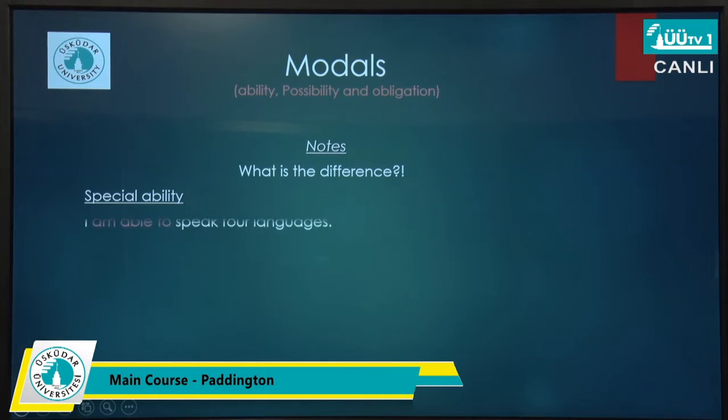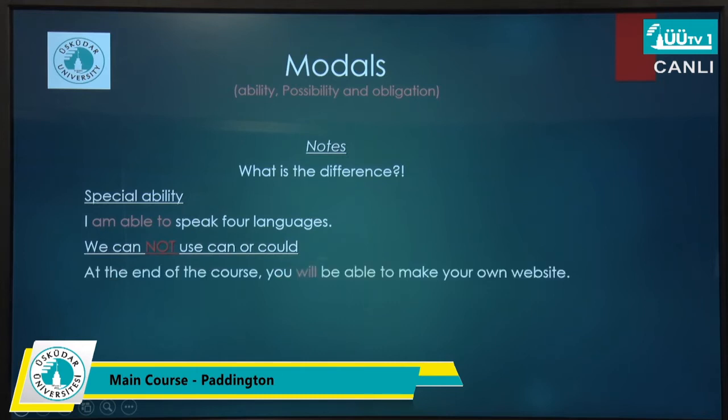A very simple example: I am able to speak 4 languages. I'm talking about a special ability that I have. Speaking 4 languages is not a general ability that everybody might have. That's why instead of can, I use am able to, or in general, be able to. The other circumstance in which we have to use be able to instead of can is the time when we generally cannot use can or could.